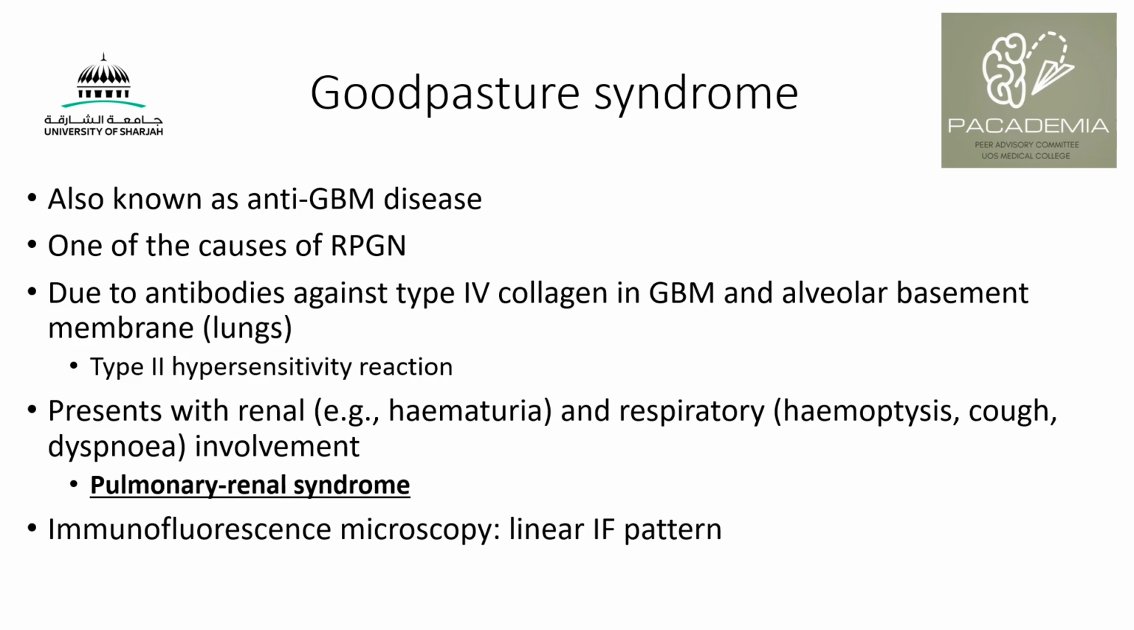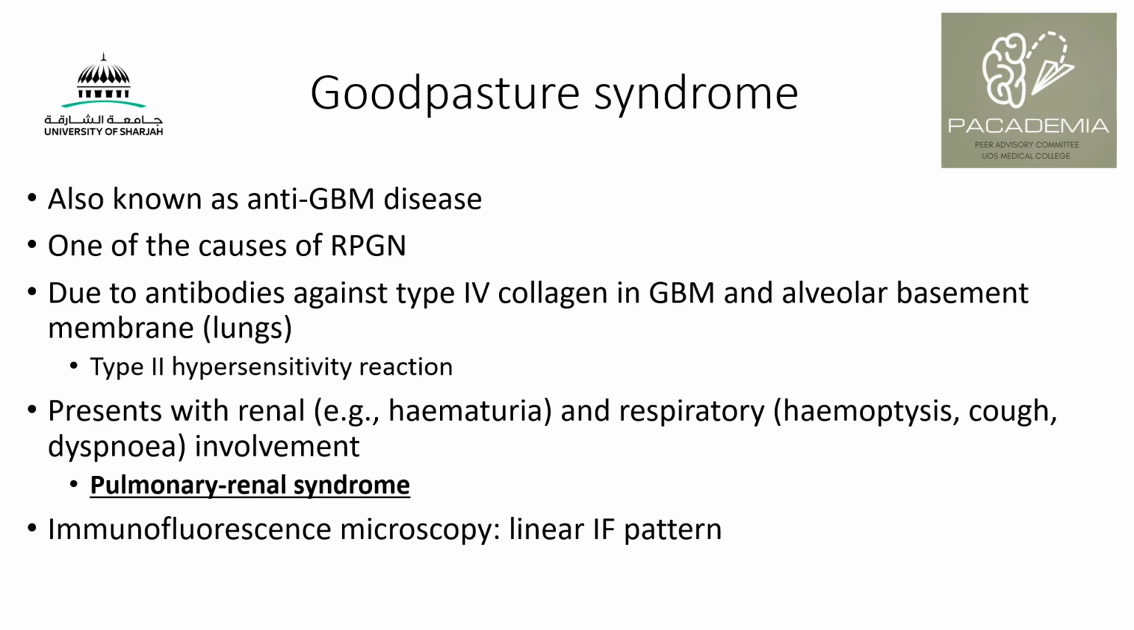We'll talk about Goodpasture, which I've seen previously, just in the last slide. It's also known as anti-glomerular basement membrane disease. It's one of the causes of RPGN, and this is due to antibodies against type 4 collagen in the membrane, in the glomeruli, and also in the alveolar basement membrane. And it's a type 2 hypersensitivity because the antibodies go and attack this antigen. Unlike Alport syndrome, which was a mutation, here there's no mutation. It's actually autoantibodies attacking these antigens.